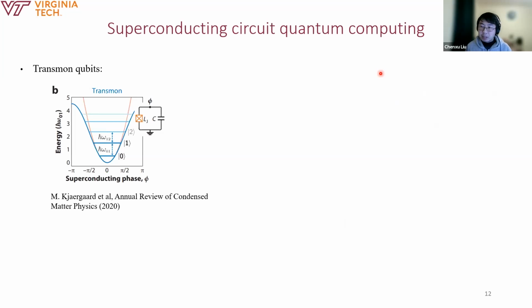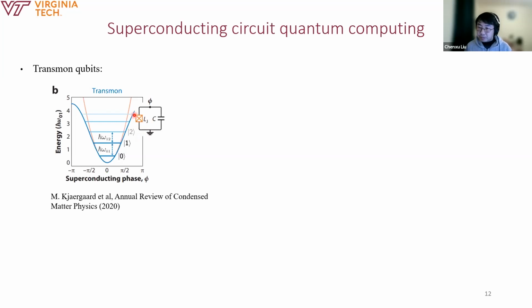So as I introduced in my previous slides, the superconducting circuit system is one of the most promising platforms for robust quantum computing and quantum information processing. The most important element of the superconducting circuit system is the Josephson junction.